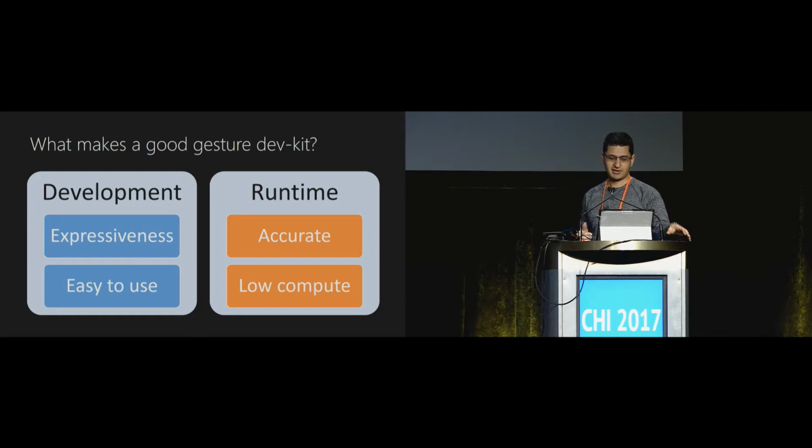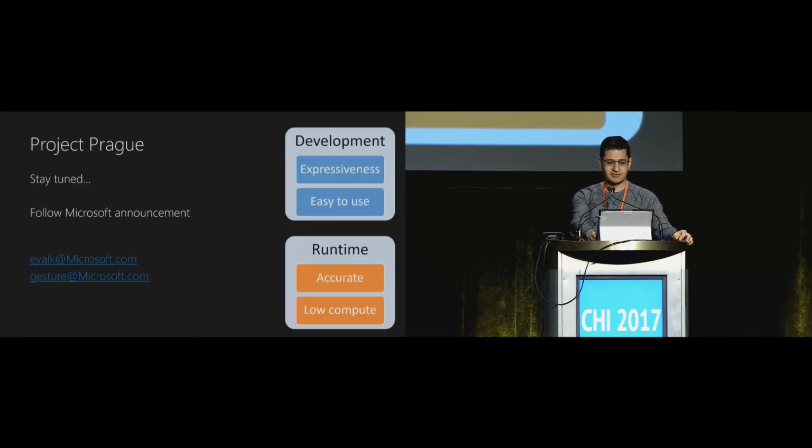So to summarize, we satisfy all the key elements that we defined for good gesture development: accuracy, low compute, expressiveness, and ease of use. And the project, as I mentioned, is called Project Prague. Soon we are going to announce details about when it's going to be released for first test and beta. You can send me an email, or write to gesture@microsoft.com, which is the email of the project, to get more details and offer collaboration or whatever.